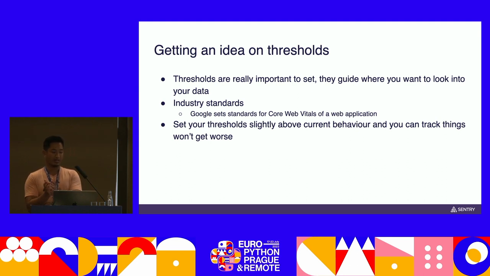So an example here is in the front end, we have Core Web Vitals. And Google sets these out. They do a lot of research, and you can find out that there's a standard for something, let's say, called largest contentful paint, which is when your web page finishes loading the largest item there. And if that doesn't load within 2.5 seconds, your user experience is actually considered a little bit less great.